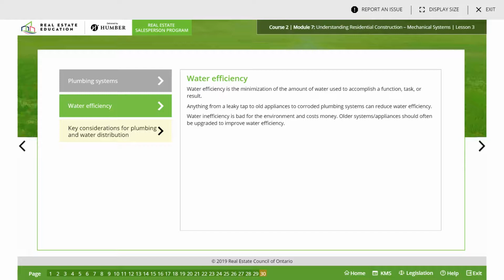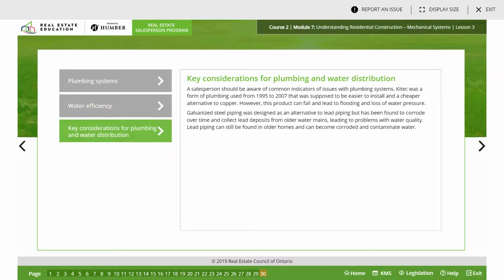Water inefficiency is bad for the environment and costs money. Older systems and appliances should also often be upgraded to improve water efficiency. Key considerations for plumbing and water distribution: you should be aware of indicators of issues with plumbing systems.